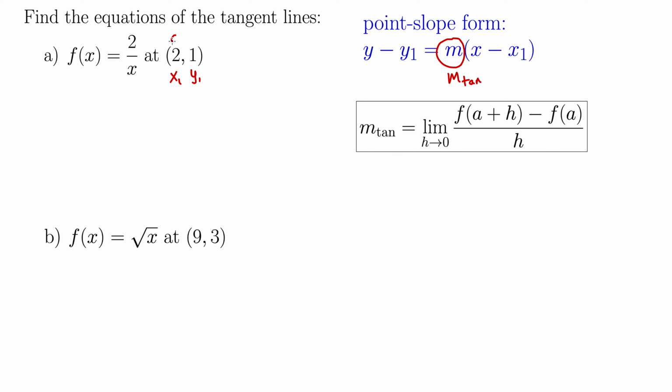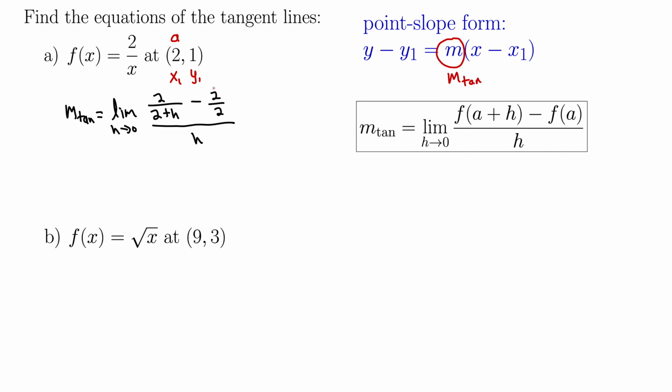So our a is this 2 here. The a is the x value. So a is 2, so I'm going to plug that in right off the bat to the formula. So we have the slope of the tangent line, m tan, is the limit as h goes to 0 of f of a plus h. So I'm putting in 2 plus h for x here, for f of a plus h. So we have 2 over 2 plus h minus f of a, so now I'm just plugging in 2 for x, so that's minus 2 over 2, all over h.